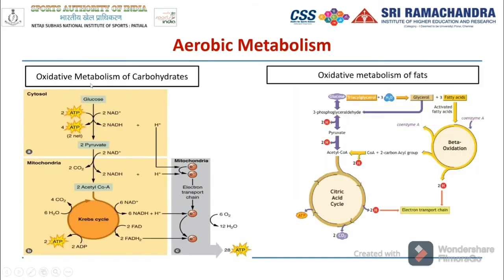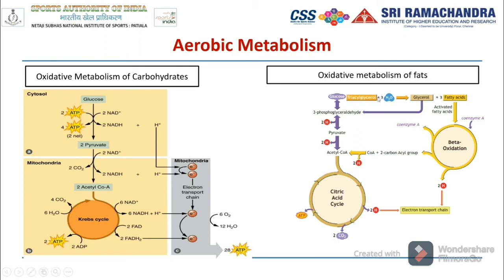Now we are looking at the oxidative metabolism of carbohydrates and fat. Carbohydrate, as I told you, involves three steps, namely glycolysis, which happens in the cytosol, and then the citric acid cycle or the Krebs cycle, which happens in the mitochondria, and in the inner layer of the mitochondria, the electron transport chain happens. At the end of this chain, we get a considerable amount of ATP.